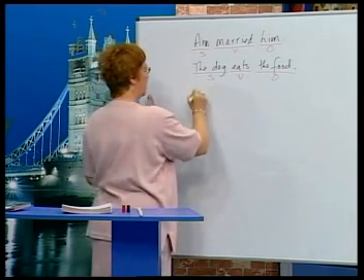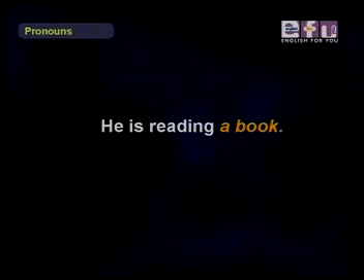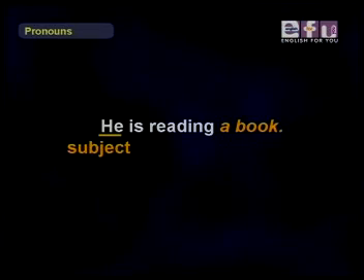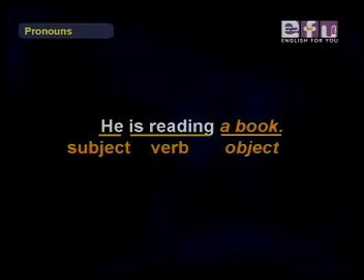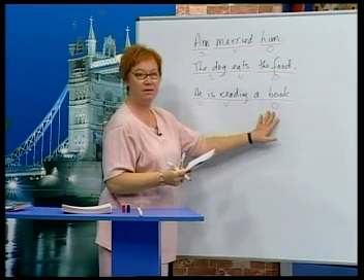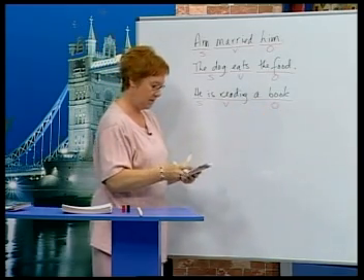And another one, he is reading a book. He is reading a book. He is the subject. This is who we're talking about. Is reading, these two words are the verb, and a book is the object. Okay? He is reading a book. What is he reading? A book.